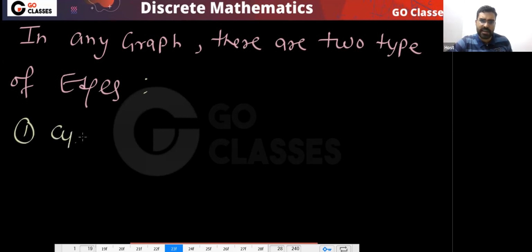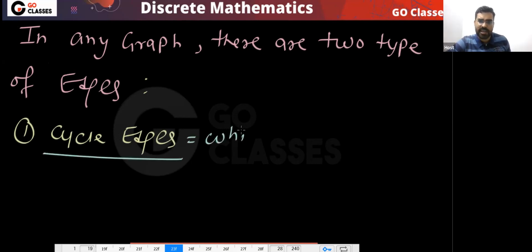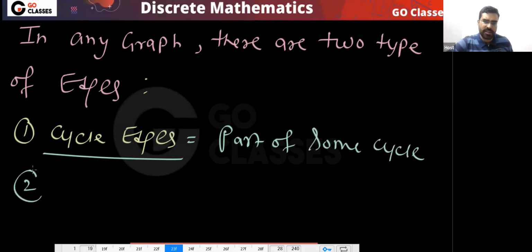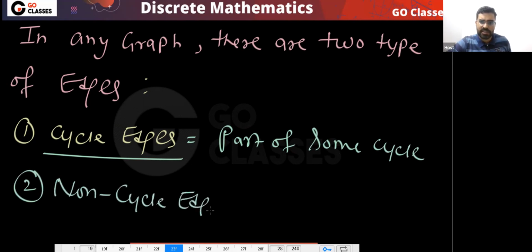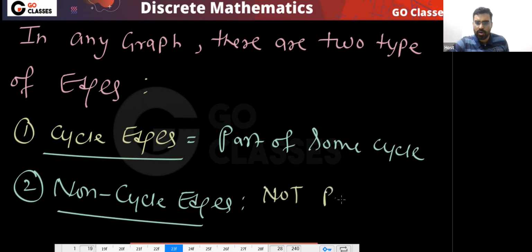One is cycle edges. Cycle edges are those which are part of some cycle. The other is non-cycle edges. These are not part of any cycle.